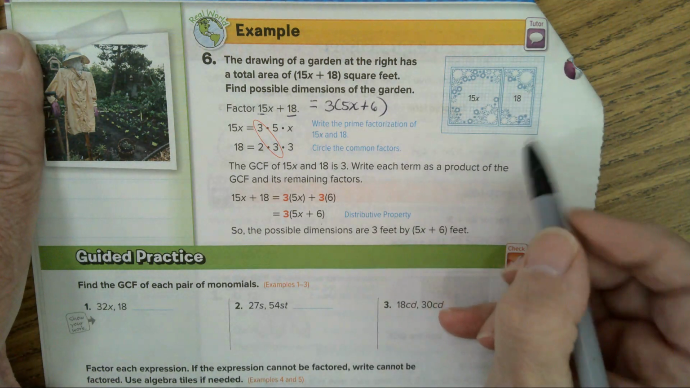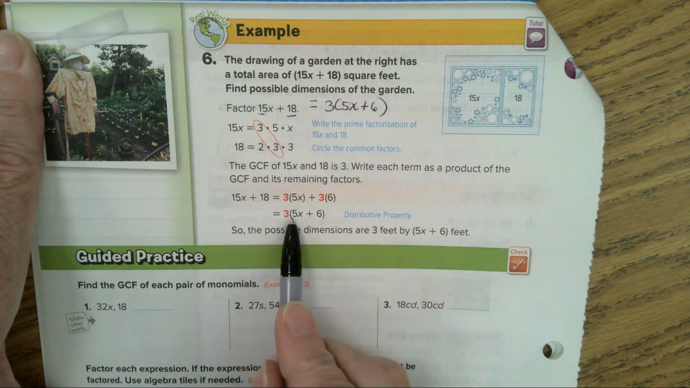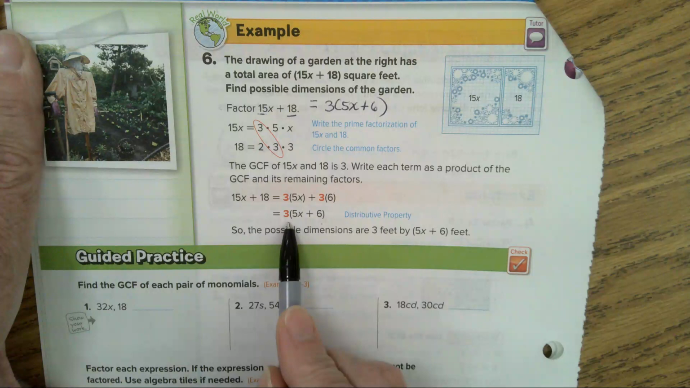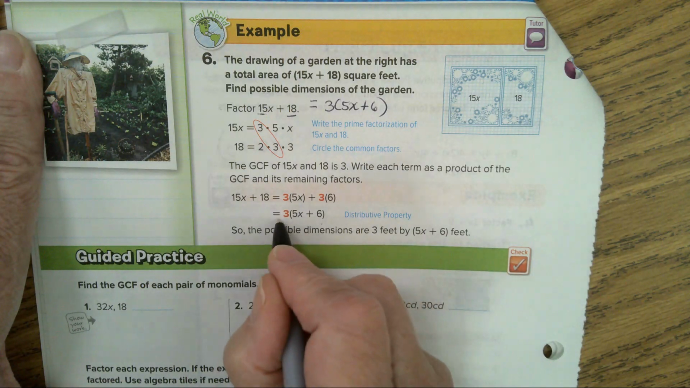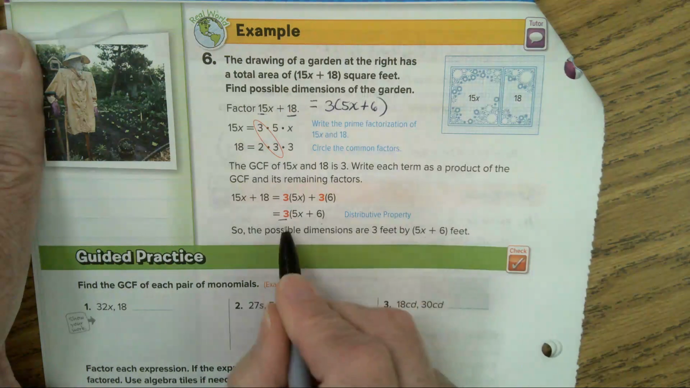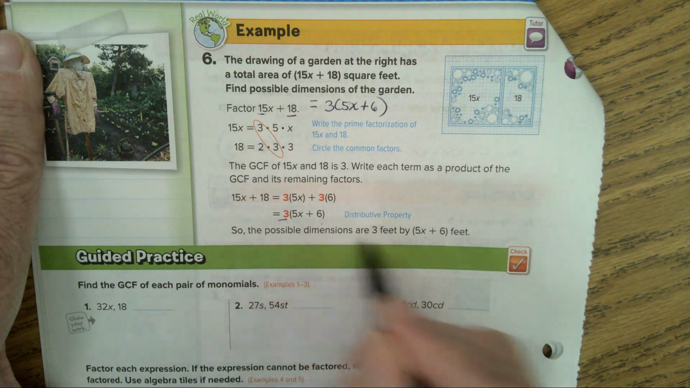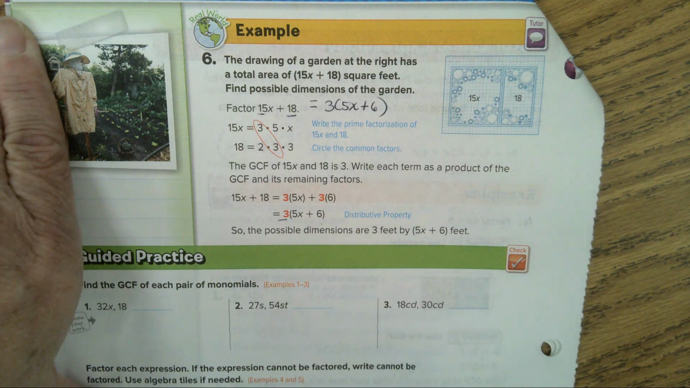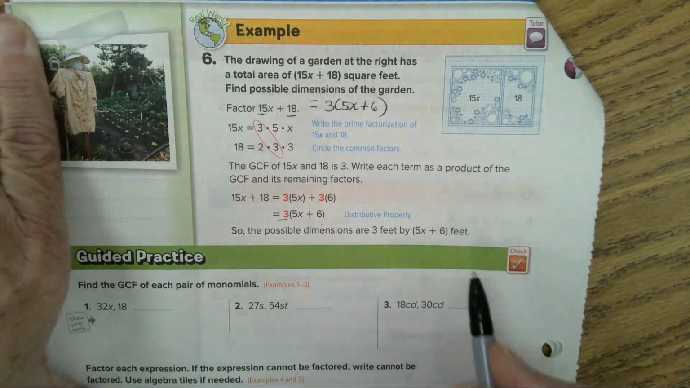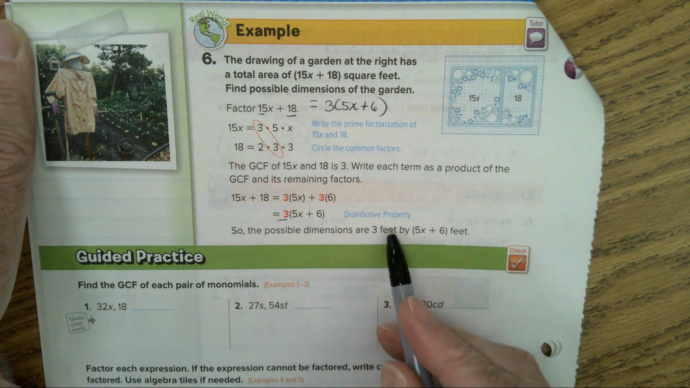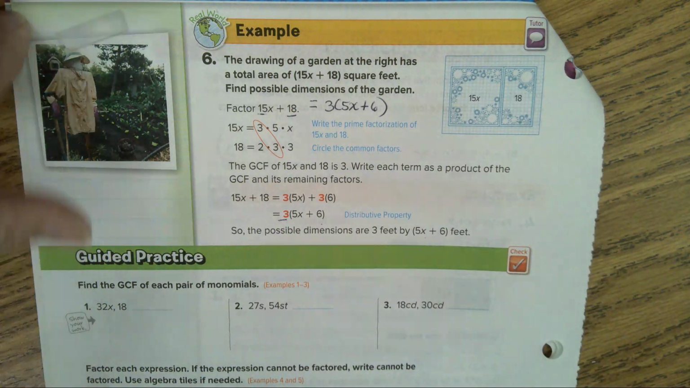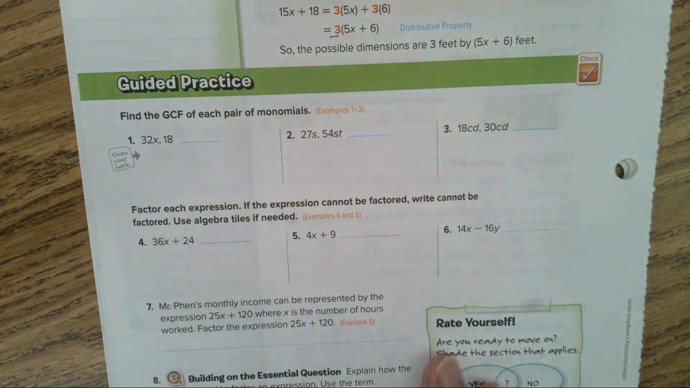All right, so "by" is sort of like another word for multiply. A 3 by 5x plus 6. So it's 3 feet on one side and 5x plus 6 feet on the other. That probably doesn't make a lot of sense to you, but that's what it means. It says 3 feet by 5x plus 6. You could say this is 3 feet and this is 5x plus 6 feet. Okay, let's go on now and look at our guided practice.